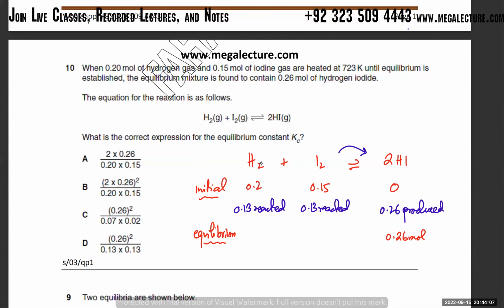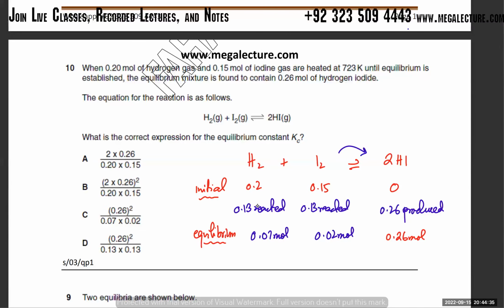So how much is left? 0.13 of the 0.15 is gone, so you're left with 0.02 moles, right? And here, 0.13 of the 0.2 is gone, so you're left with 0.07 moles. So that's about it. Now, you found your equilibrium moles.